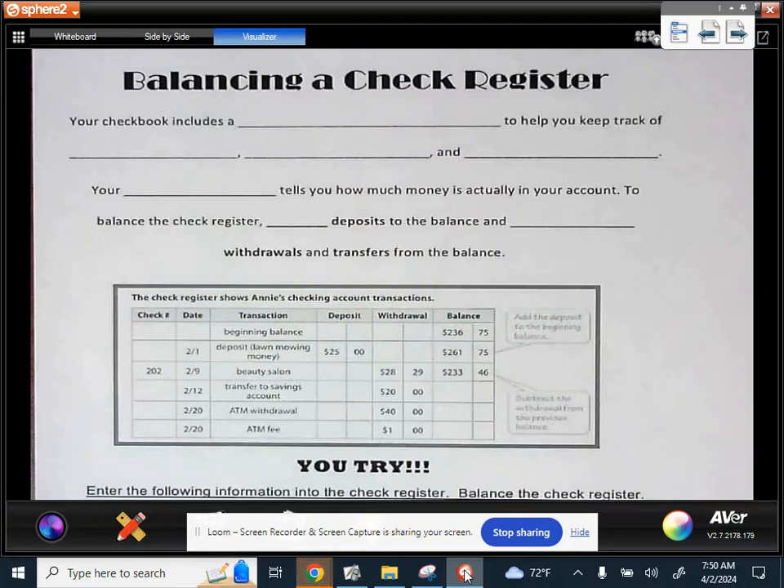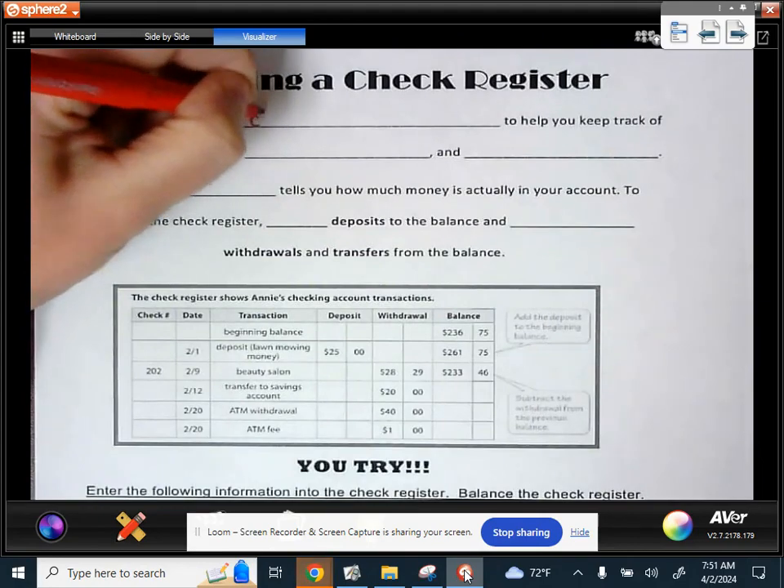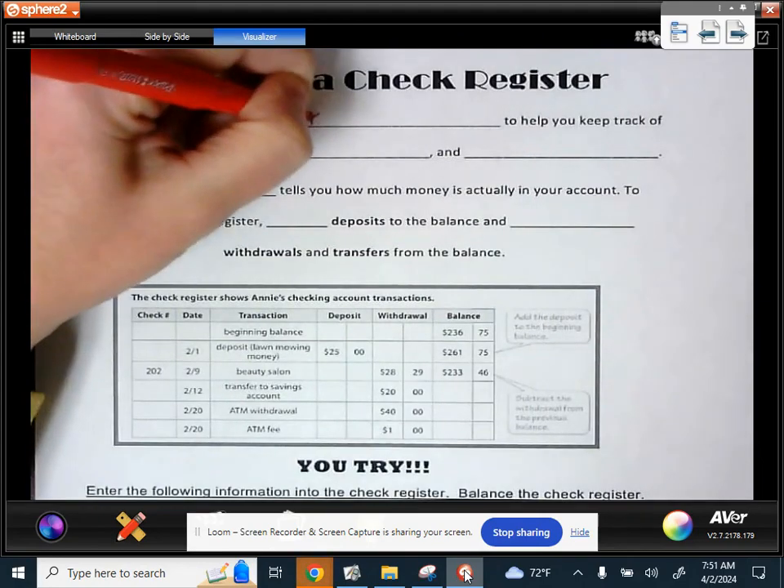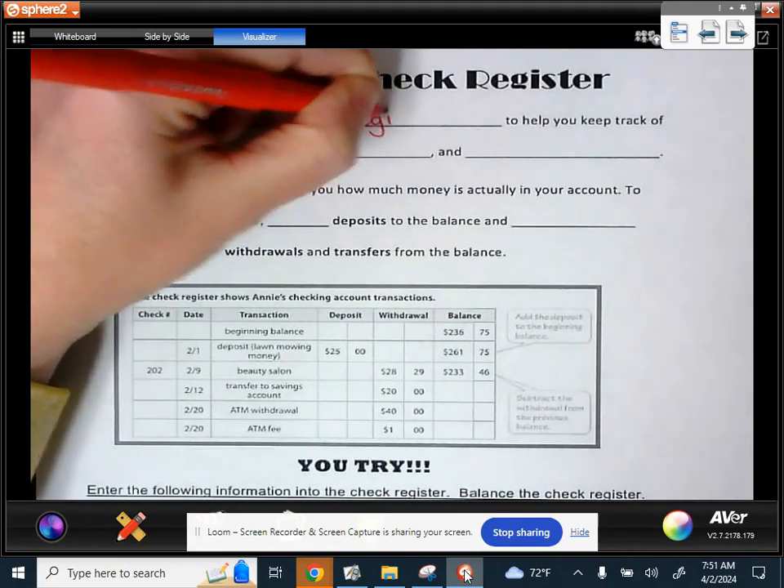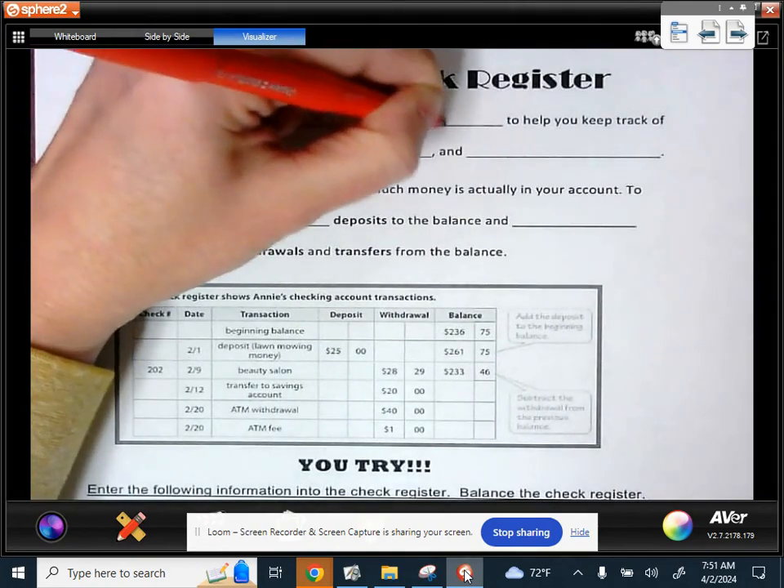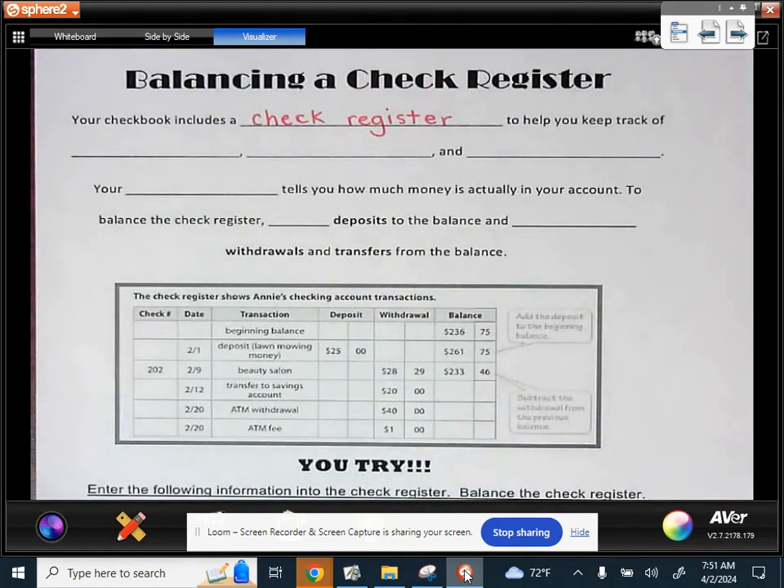Today we're going to learn how to balance a check register. A check register is usually found in the back of a checkbook. A lot of people don't have checkbooks anymore, but if you get a checkbook, it includes what's called a check register. It's just a way of keeping track of your money. You want to make sure you have enough money in your account to pay for things.